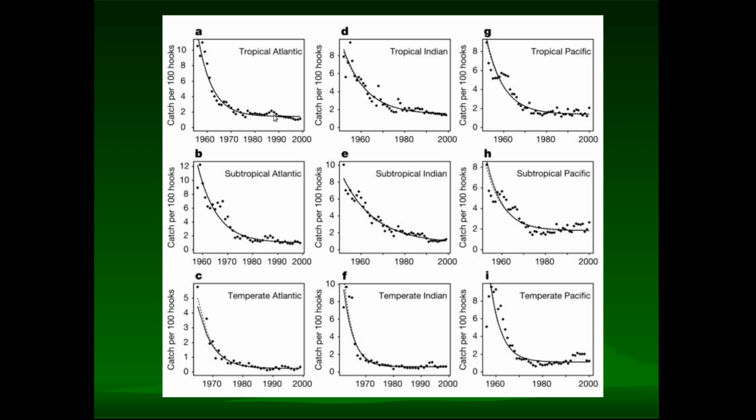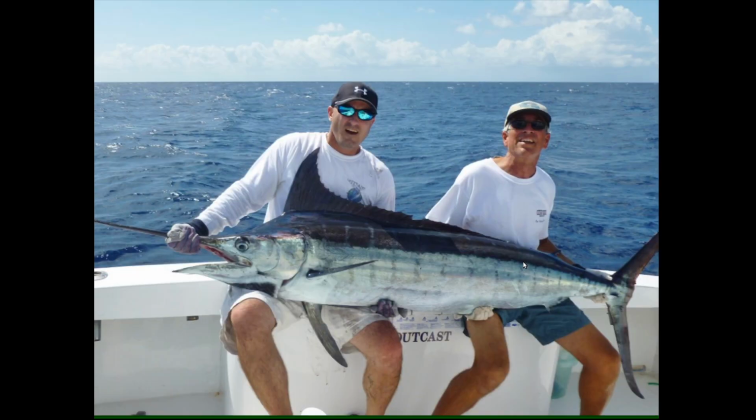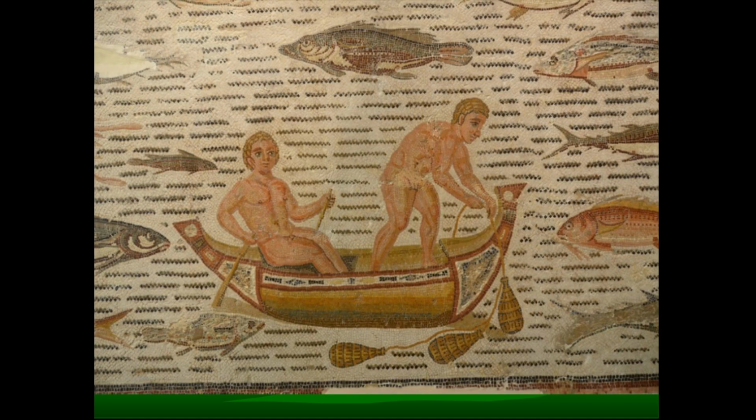So all the major stocks of fish in all the world's oceans have decreased down to probably 10 to 15% of what they originally were. Commercial and recreational fishing, artisanal fishing.